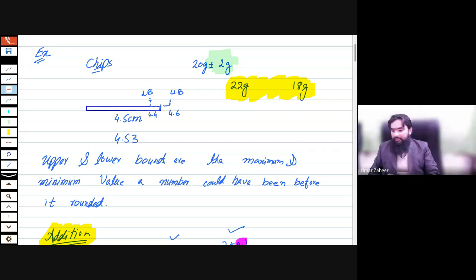So bound means you have a small error in the values. For example, if he says that 4.5, it may be a little bit less or it may be a little bit more. So the maximum value that it can be is known as the upper bound, and the minimum value it can be is known as the lower bound.